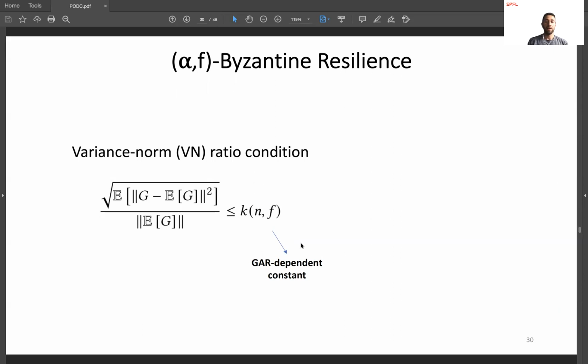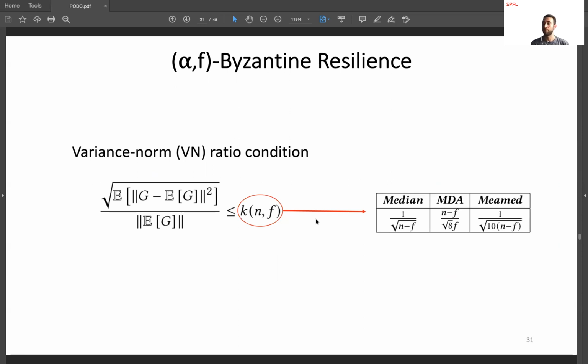It basically says that the standard deviation of the submitted honest gradients should be upper bounded by the norm of the expected gradient times a multiplicative factor k of nf, which is obviously a function of nf, but it also depends on the GAR that is being used. Here I show some examples of the value that k of nf can take depending on the GAR that is used.